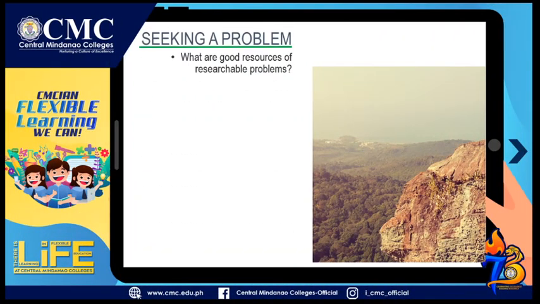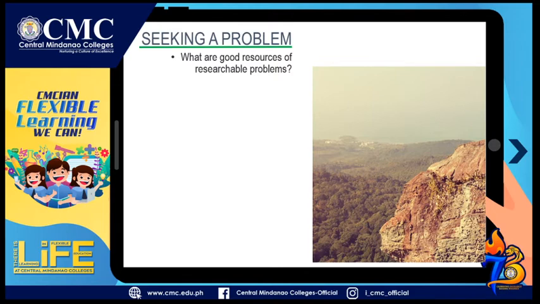Now, let's talk about seeking a problem. Kasi nga, tandaan palagi, palagi ko na itong sinasabi, ang pagre-research ay paghahanap ng problema or to improve the current research. Or shall I say, yung mga tapos na research. So, seeking a problem. Una, what are good resources of researchable problems?